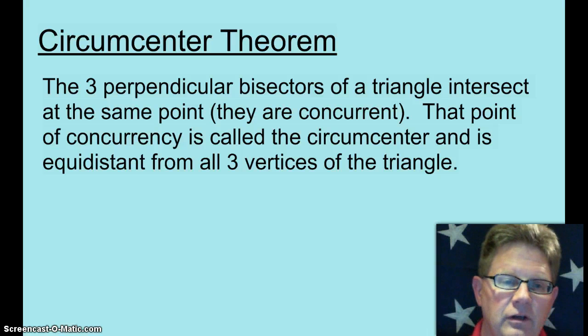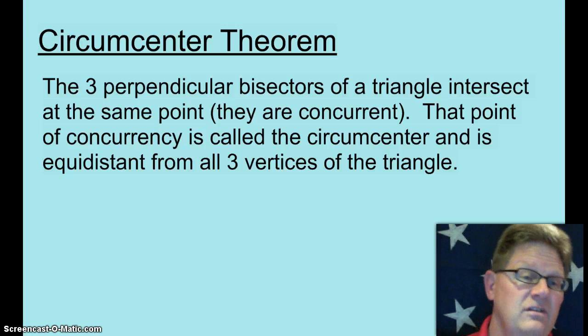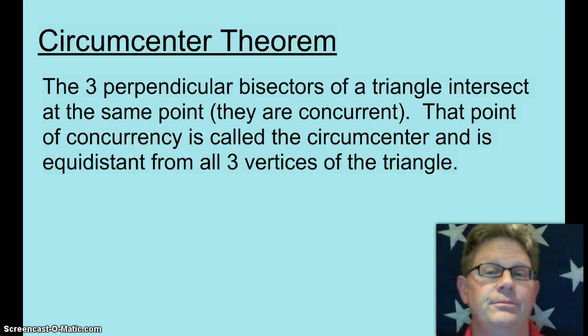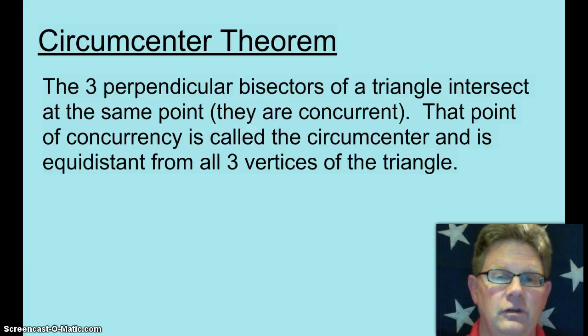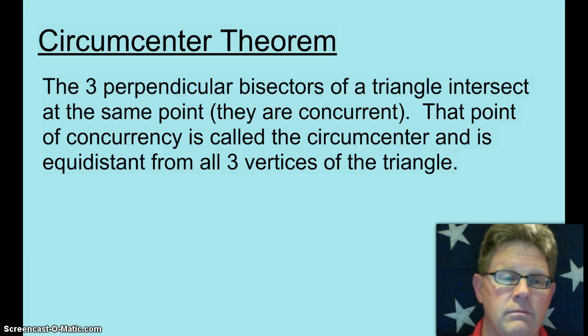That point of concurrency is called, get used to that term, point of concurrency. You will hear that several more times this chapter. That point of concurrency is called the circumcenter, and it is equidistant from all three vertices of the triangle. So here we go. I'll give you a nice picture of that. Are you ready?